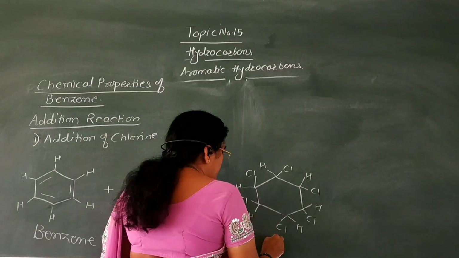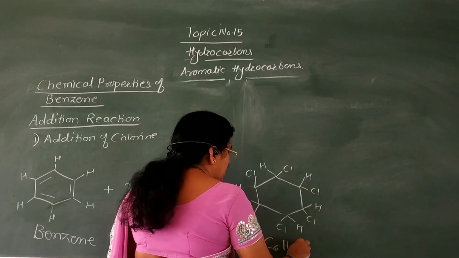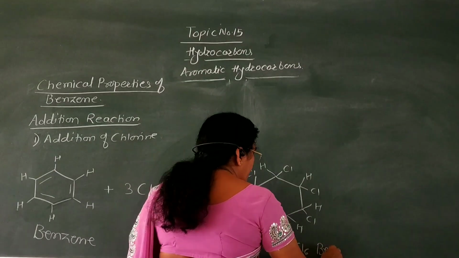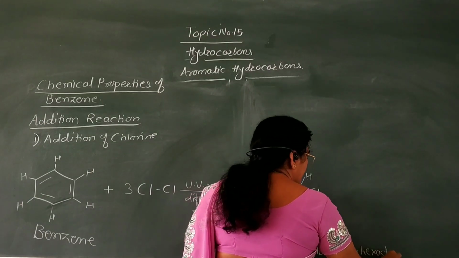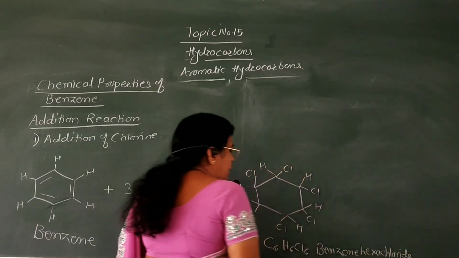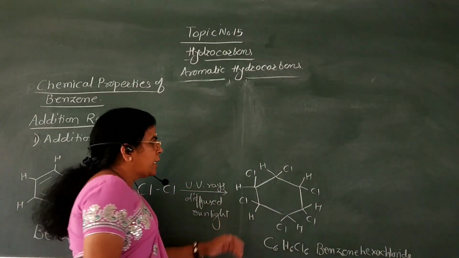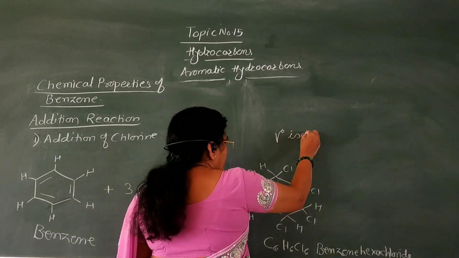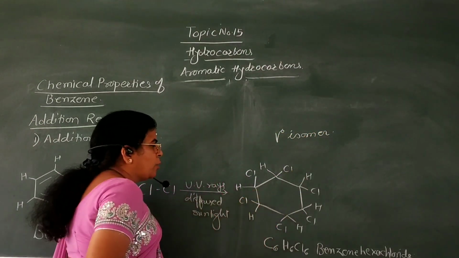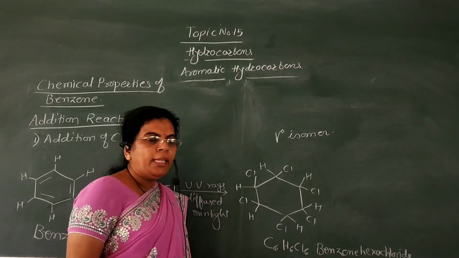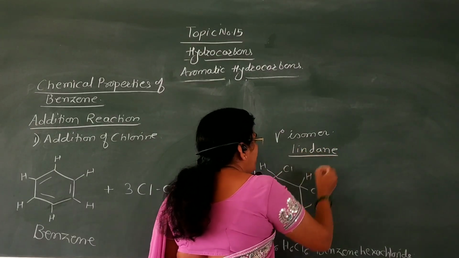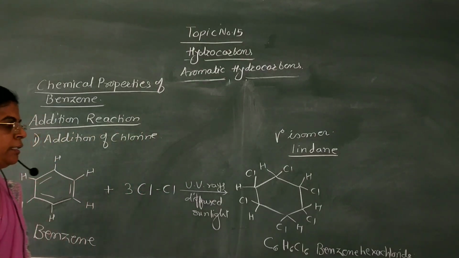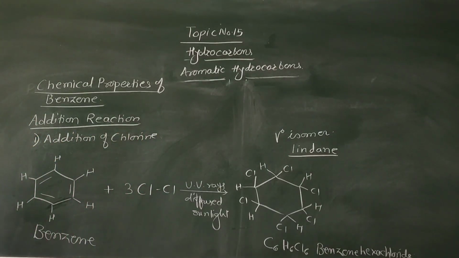This is C6H6Cl6. This is benzene hexachloride. The gamma isomer of this benzene hexachloride is called gamma hexane, or it is also named lindane, and this is a very useful insecticide. That is, this gamma isomer of benzene hexachloride is used as an insecticide.